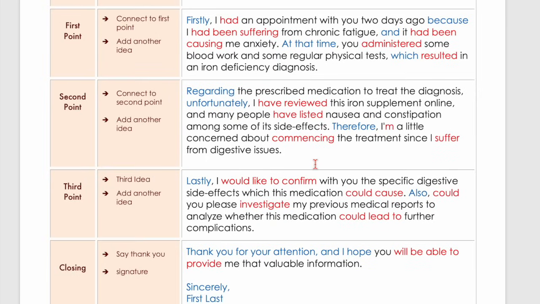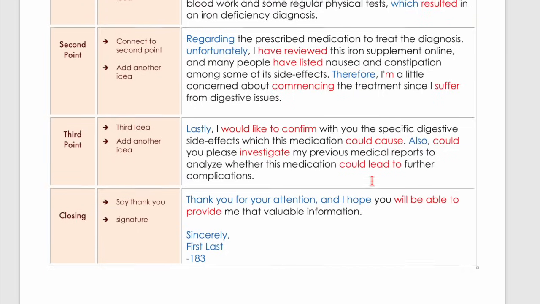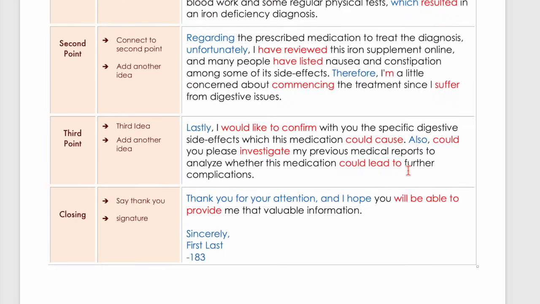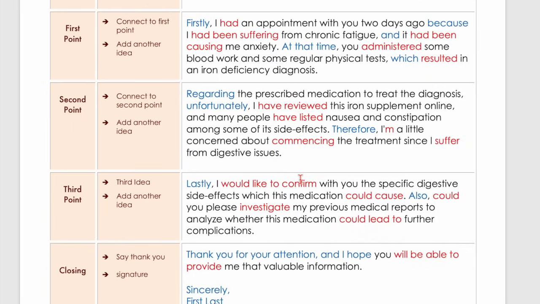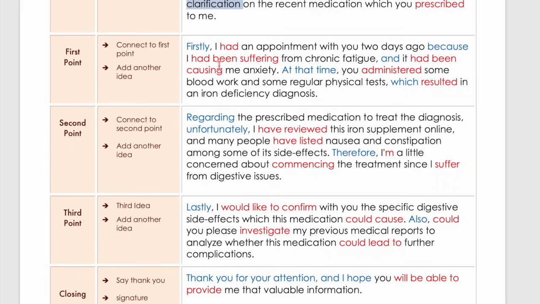Commencing, for example, instead of starting. Nausea, constipation, okay, further complications. And digestive side effects, very good vocabulary here. I feel it's stronger. The stronger the vocabulary and stronger grammar structures like past perfect continuous, the better or the higher the score, okay?